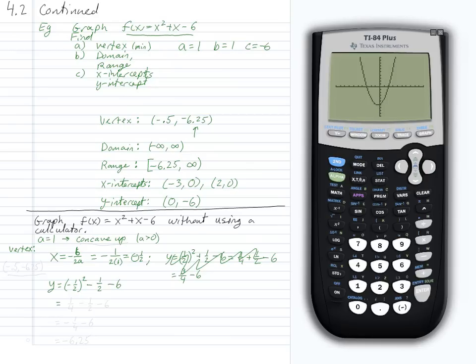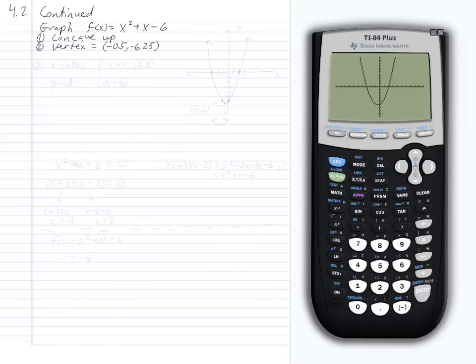Alright, well 1/2, even if it's negative, if we square it, we still get 1/4 minus 1/2 minus 6. So if we apply the order of operations, we're going to do the first subtraction first. So 1/4 minus 1/2 is negative 1/4 minus 6, which gives us negative 6.25. And there we confirmed that our vertex is at negative 0.5, negative 6.25. Alright, we'll continue this problem on the next page.